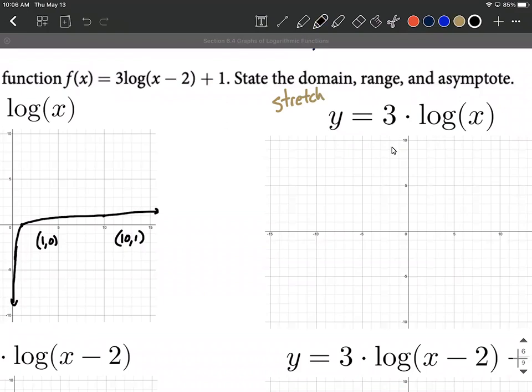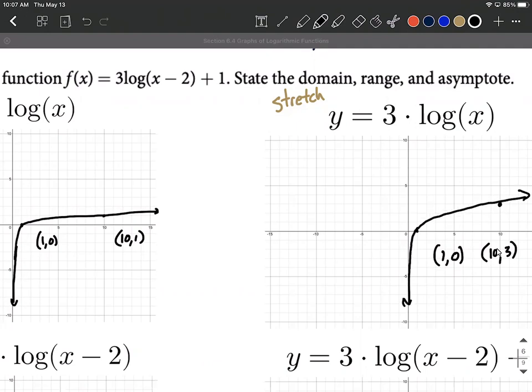How these affect our graph is you're going to multiply each one of the y values from our key points by whatever this multiple is out in front. So our key points in this case are still going to be 1, 0, as 0 multiplied by anything is still going to be 0, but then 10, 3. It goes to 10, 3 because we multiply that 1, our y value here, by 3. The stretch out in front is going to produce the 10, 3. This does not affect our vertical asymptote, so it's still in the same place.